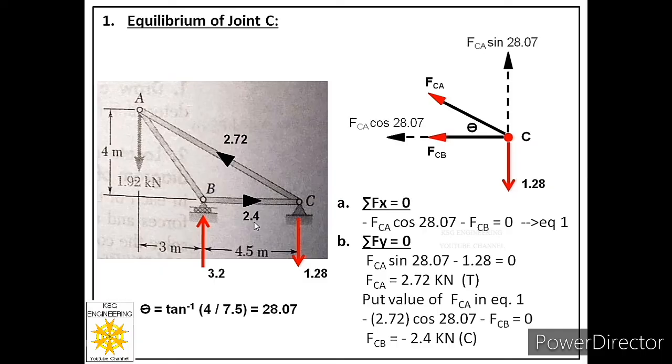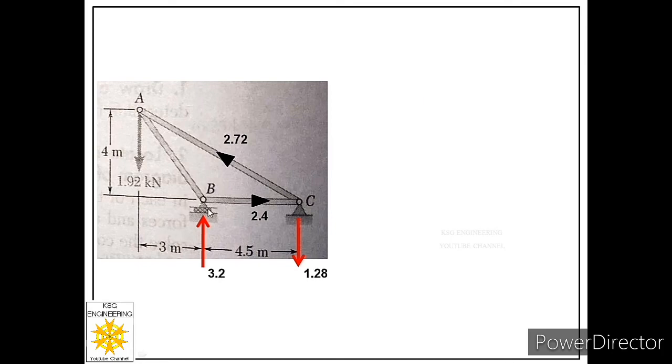Now, after this, what is the next step? The next step is we have to pick the next immediate joint. And for C, there are two next immediate joints, joint B or joint A. So we can start with any of these two joints. Let us start with joint B. So what is the first step? Draw the free body of joint B.